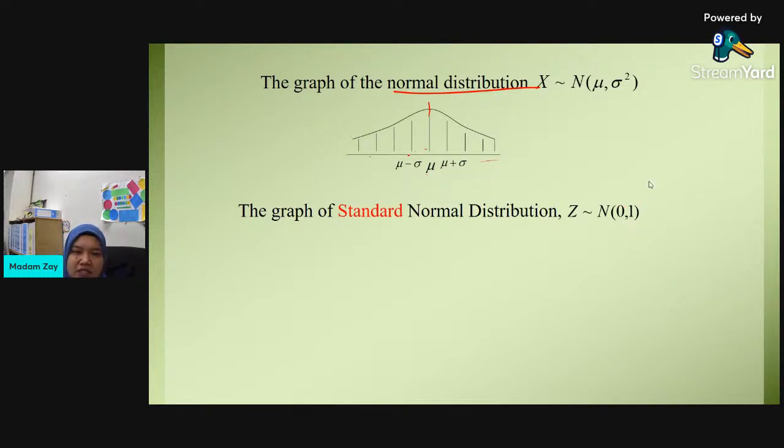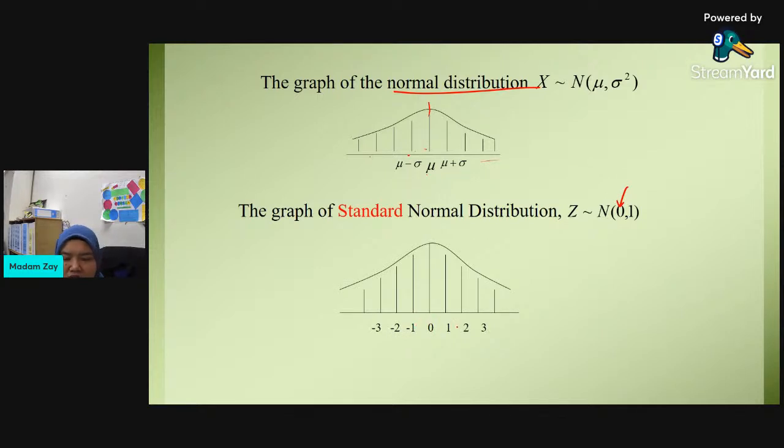Okay, apa beza dia dengan graf yang normal biasa? Mean kita kosong kan sini. So, nilai kita kosong kat sini. Belah kiri tu dia akan jadi kosong tolak 1, kosong tambah 1. Kosong tolak 2, kosong tambah 2. Kita dah tahu nilai kosong kat tengah-tengah. So, kiri akan jadi negatif, kanan akan jadi positif. Which is lagi senang kita nak buat sebenarnya sebab dah standard. So, standard normal ni sebenarnya memudahkan lagi kerja kita.